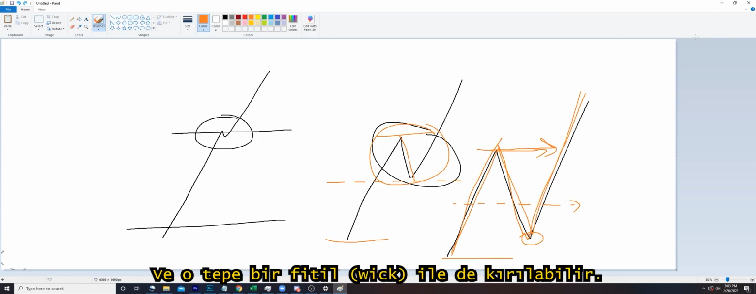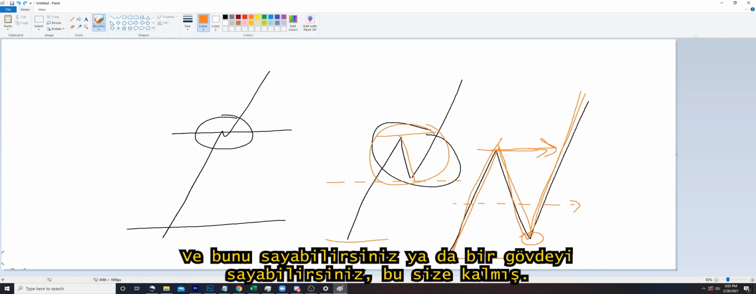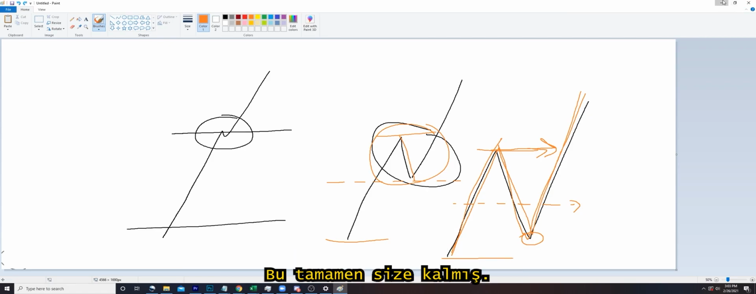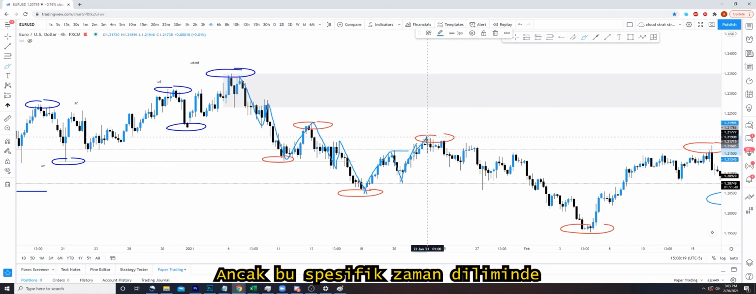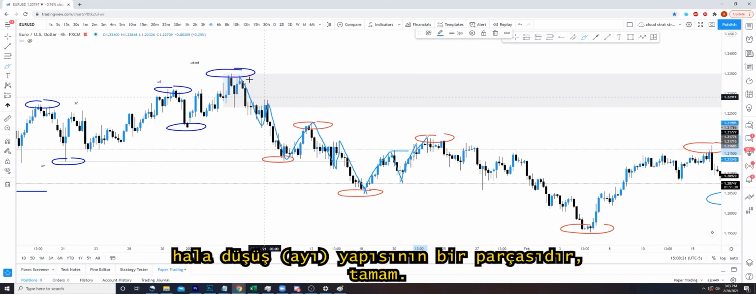And that high can, again, break with either a wick, and you can consider that, or you can consider a body. That is entirely up to you. So this is valid for bullish structure. However, it's still part of what? A bearish structure on this specific time frame, okay?